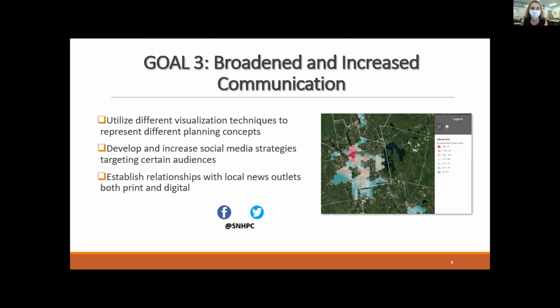We would like to develop and increase our social media strategies. Below you can see we try and make ourselves easy to find at SNHPC for both Facebook and Twitter, and really streamline the ways that we use that and what creates the most engagement and makes it easiest for people to find us. We'd also like to establish better relationships with local news outlets, both print and digital.